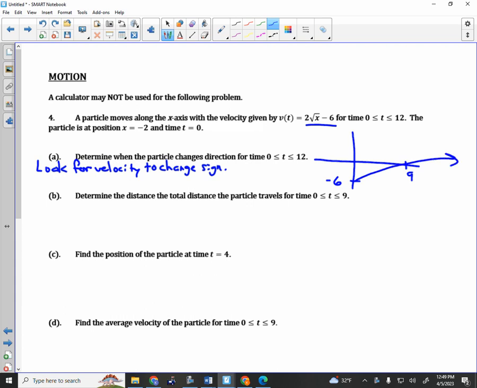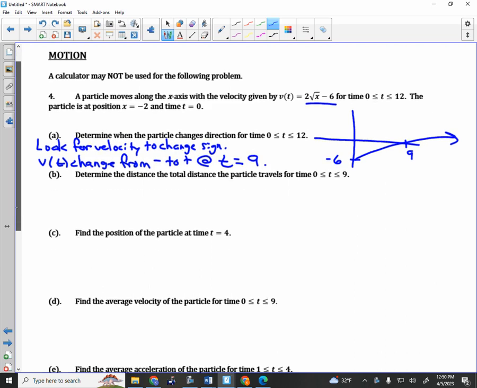So we could say v of t changes from what to what? From negative to positive at time equals 9. Excellent answer to that question. When we're determining when it changes direction, we are looking for the velocity to change sign. Finding out where the velocity is 0 helps figure out this spot, but you actually need to look at the graph. Any questions? Not too complicated, right? But obviously not something we necessarily are going to remember right off the top of our heads.